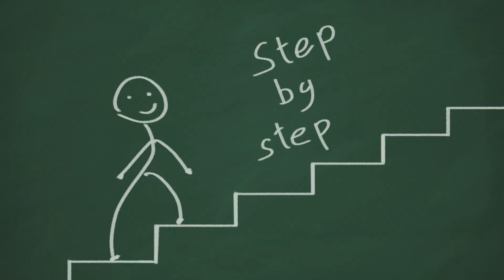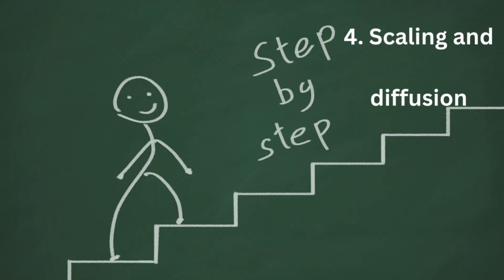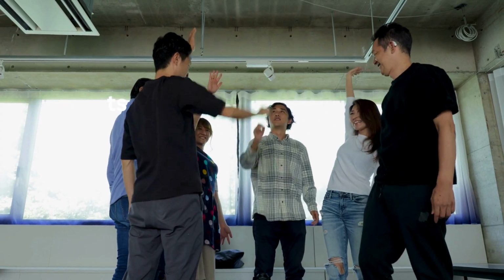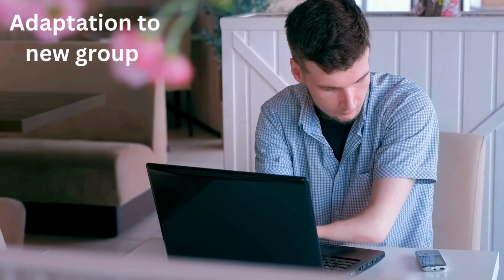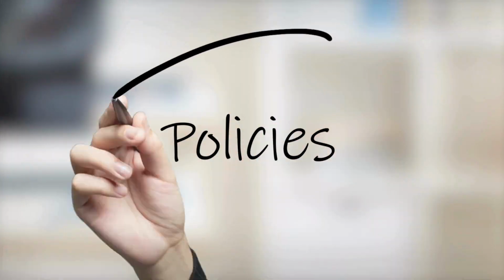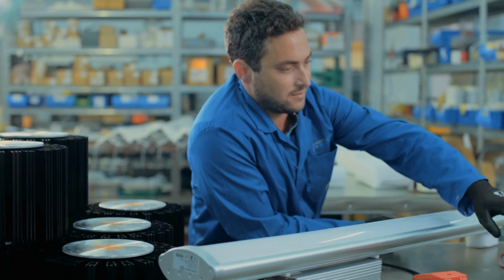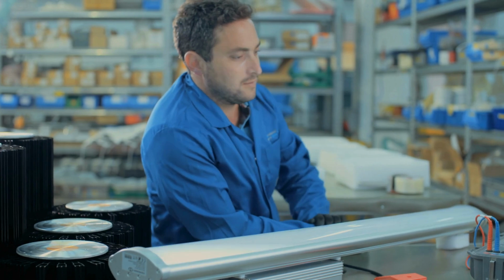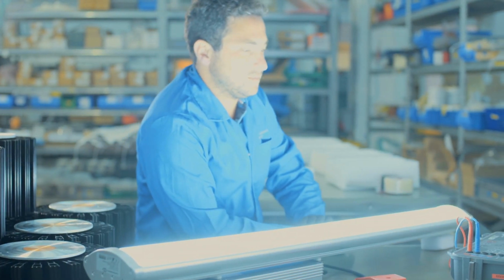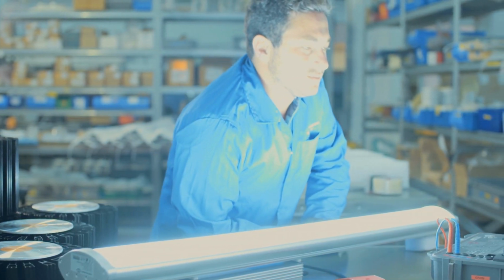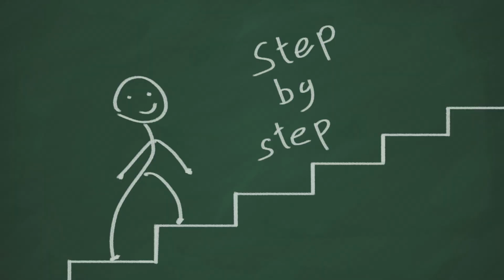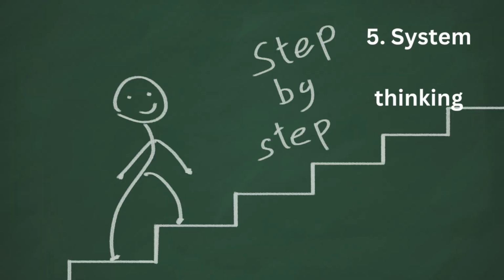The next stage is scaling and diffusion. This does not always mean growing bigger. It can mean replication in other contexts, adaptation to new groups, or influencing policies. The concept of social cooperatives, which integrates people with disabilities into work, started locally but spread across Europe, influencing EU employment policies.